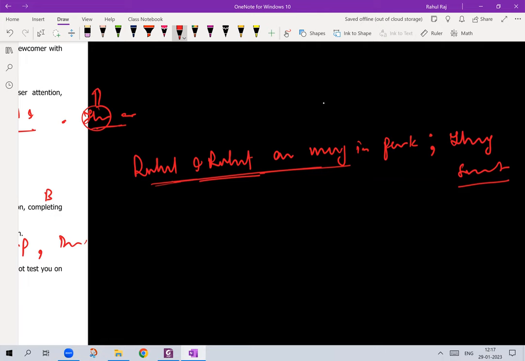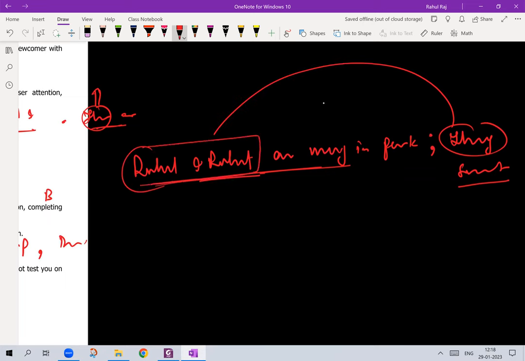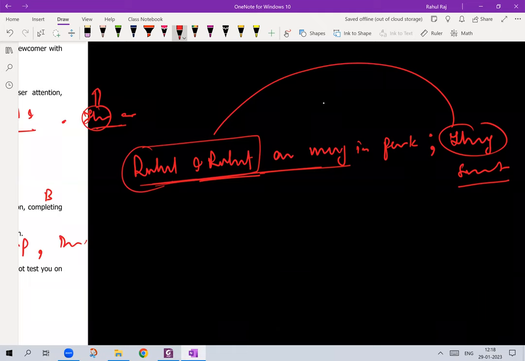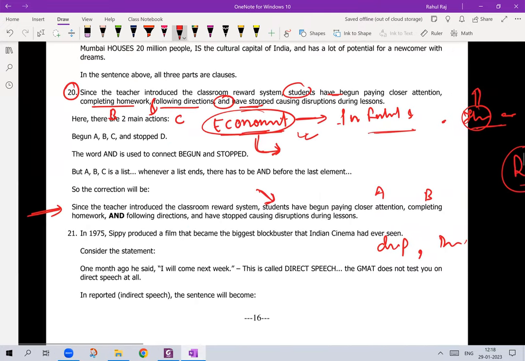Structure wise, they are independent. But logically, they are dependent on each other because 'they' is going back to what? Rahul and Rohit only. So semicolon has nothing to do with 'and' and all of that. Semicolon is all about the clauses on both sides being structurally completely independent, and logically, they should be dependent. But it is there in the handout. Don't worry, it will come.